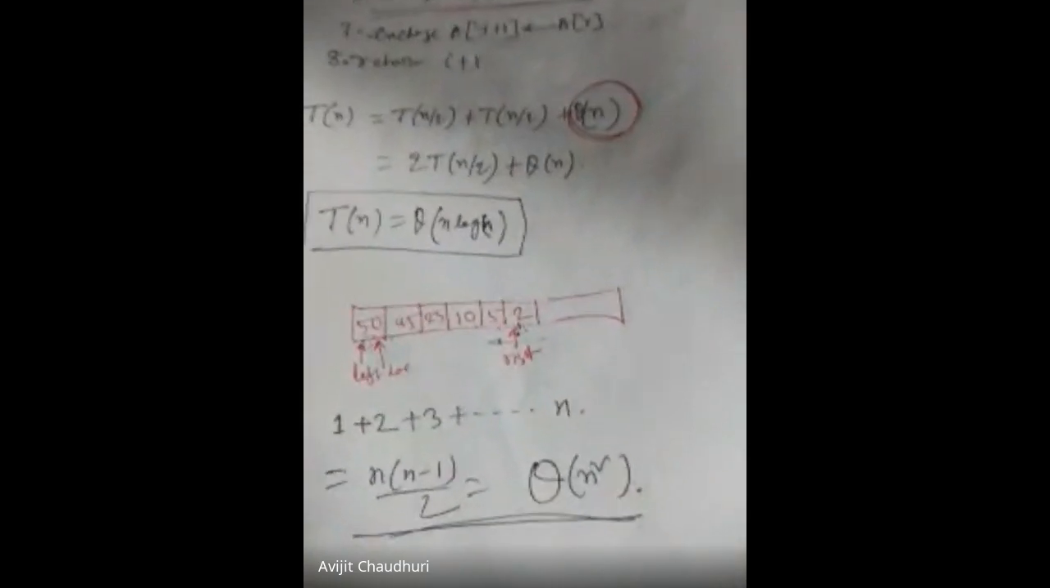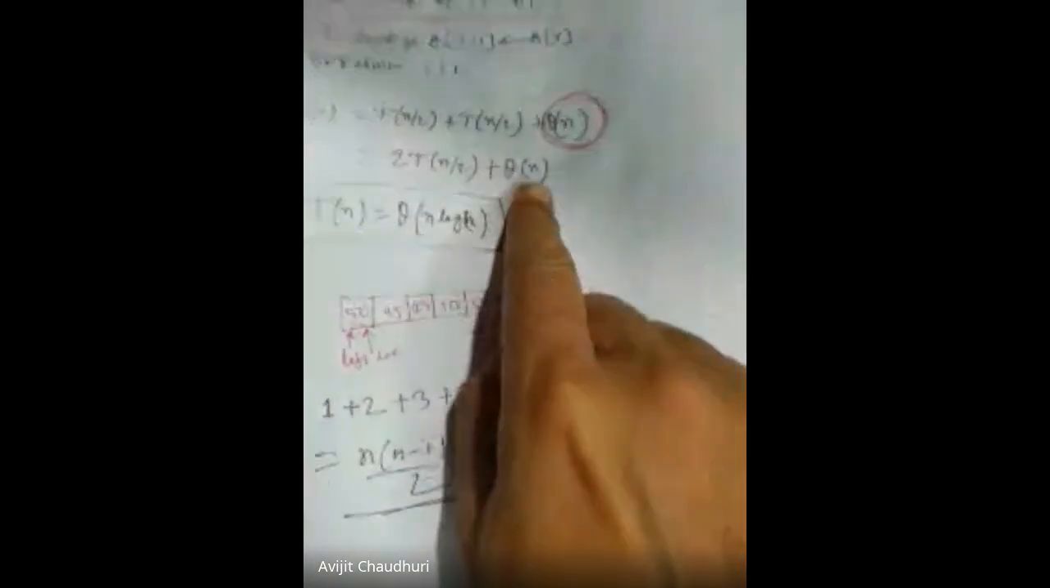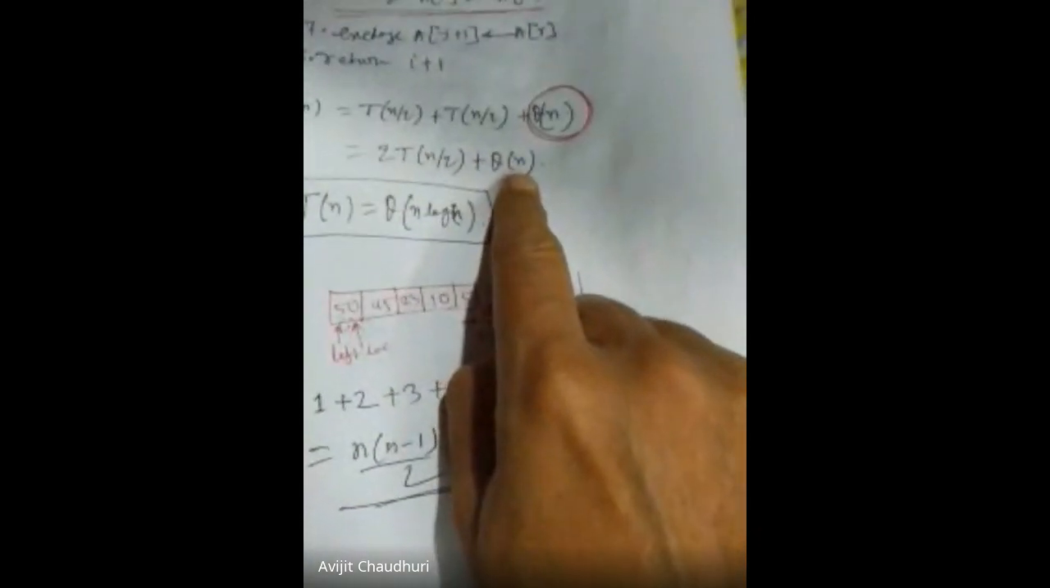And in the average case, some exchanges will be there. I don't know how many exchanges; this will depend on the number of elements.